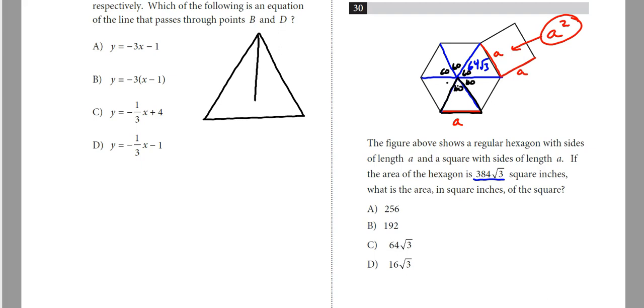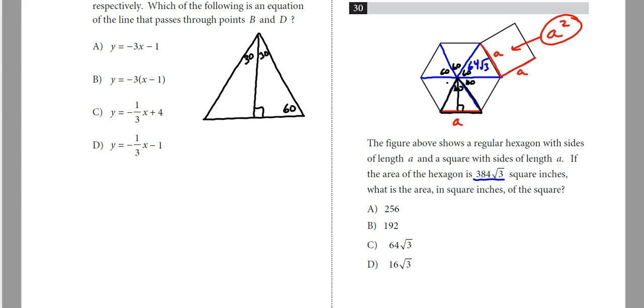And then I'm going to drop this height down right here in this triangle, which is going to split that 60 into 30 and 30. And if I drop it straight down, like over here, that should be at 90 degrees. And because all triangles are 180, that tells me that this must be 60.